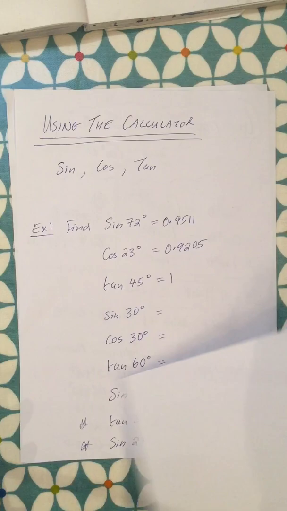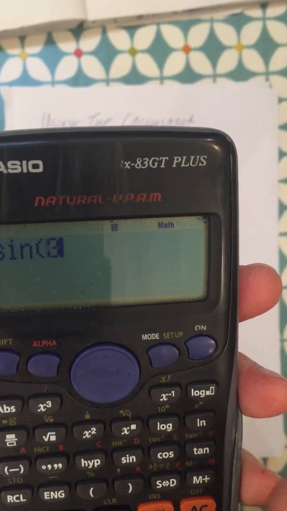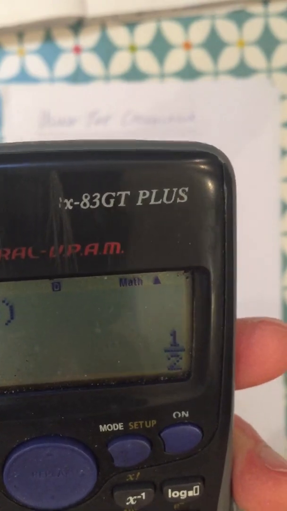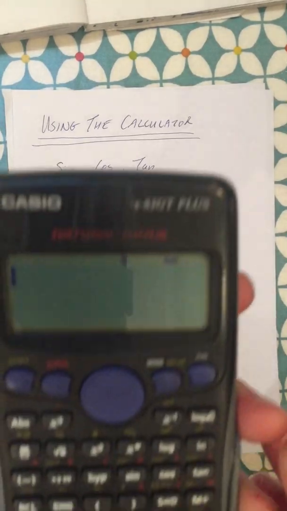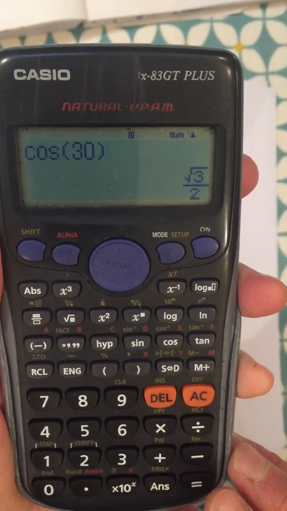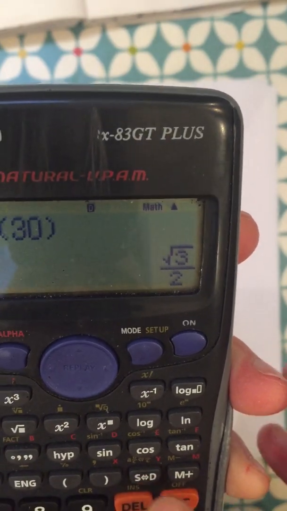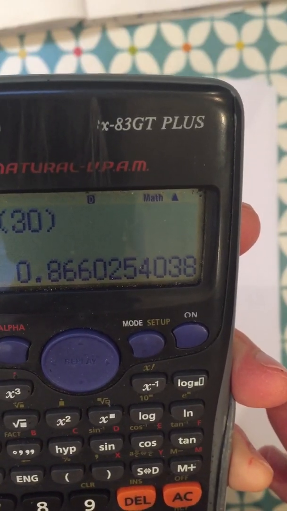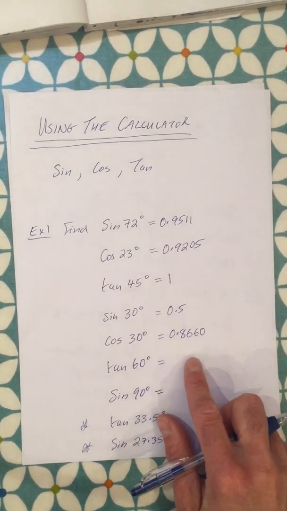The next question, and let's put a few of them here. Sine 30 is next. Look how easy this is. I go sine 30, close bracket, make sure it's typed in correctly, press equals. And a half comes up. If I want it in decimals, I press the SD button, 0.5. Cos 30, let's do cos 30. So you just press cos 30, close bracket, equals, and root 3 over 2 comes up, which is surd form. You can leave it as root 3 over 2, but if you want decimals, you press SD, 0.8660 to 4 decimal places.